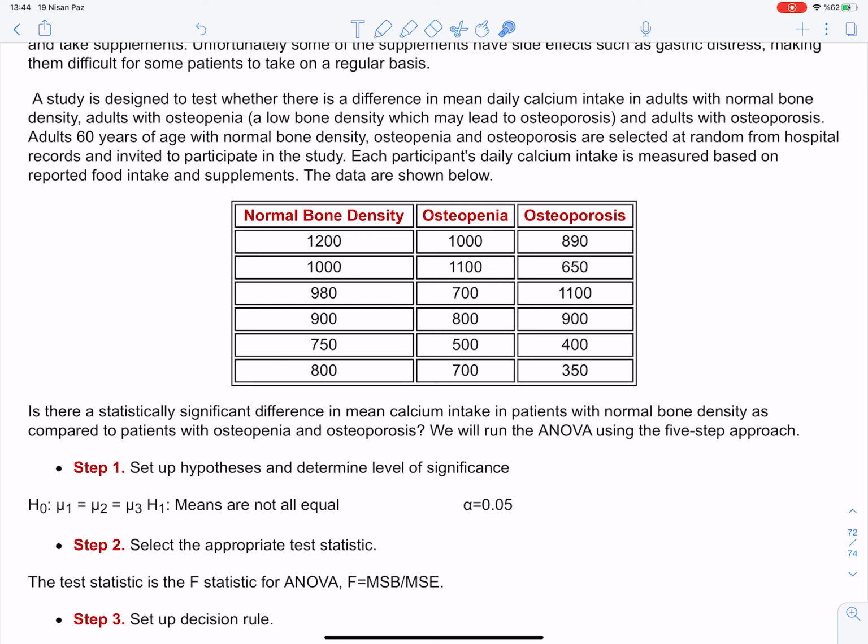Of course, this is my expectation. I am expecting the normal bone density group to be higher than the osteopenia or osteoporosis groups. This is from my daily life information, and let's see whether this is true or not.